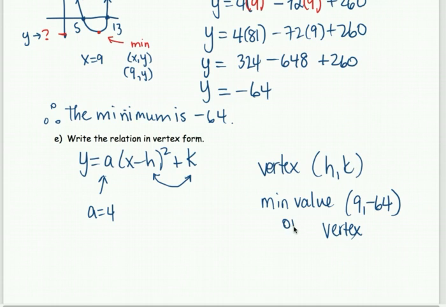Once you know your vertex, the min value or vertex, you're going to just plug them right into your equation. So y stays the same, equals stays the same. A becomes 4, bracket, x stays the same, subtract. Now let's put the h in. H is 9, like that, squared, and then k is negative 64. So write negative 64, like that. Once you get everything filled in, clean up any signs, make sure there are no double signs, then you're good, and that's the vertex form.